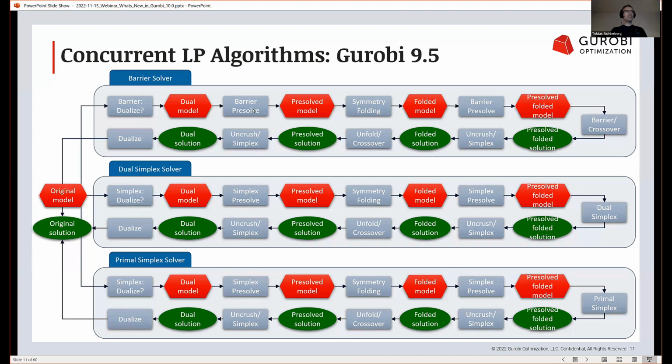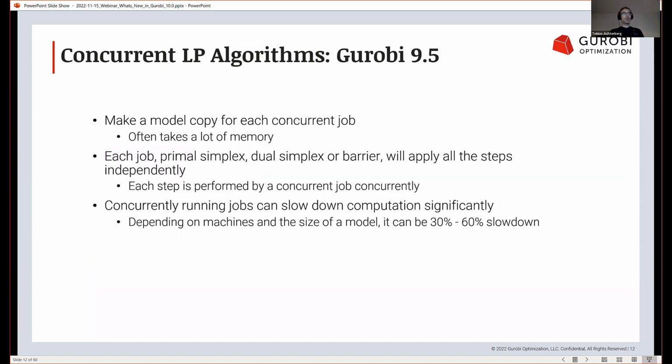And also the pre-solve steps in barrier are slightly different to what the pre-solve for simplex is doing, because barrier likes certain things that simplex does not like, and vice versa. But other than that, it's really the same running in parallel in the threads. And so we thought, well, why do we do this almost the same 3 times here in parallel? We should just do it only once.